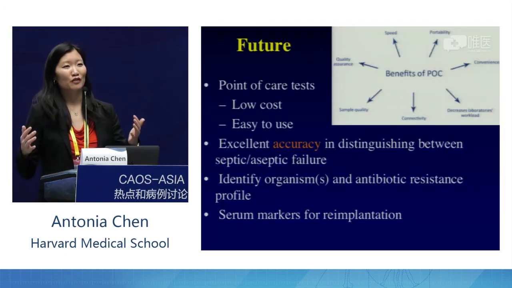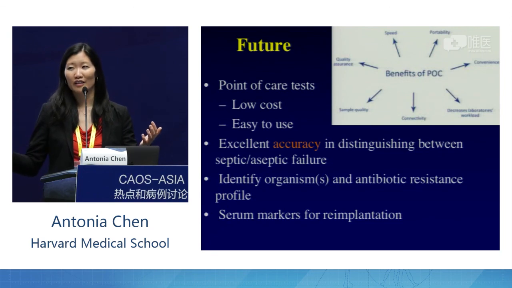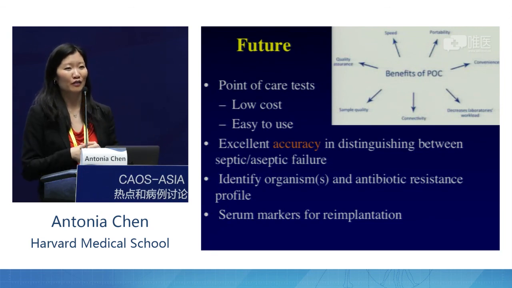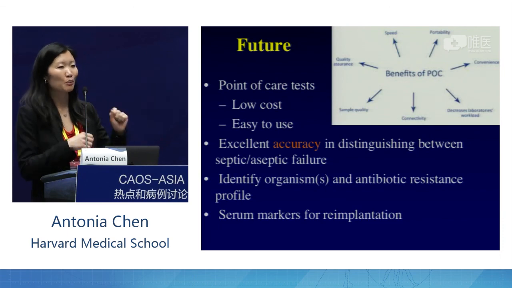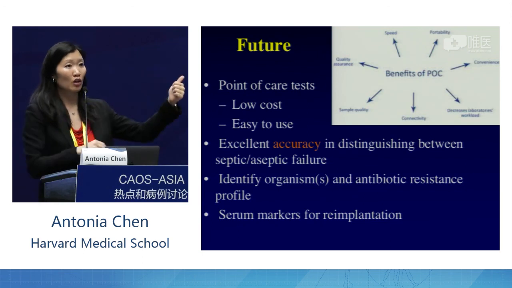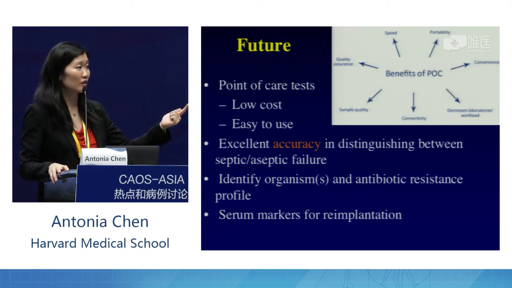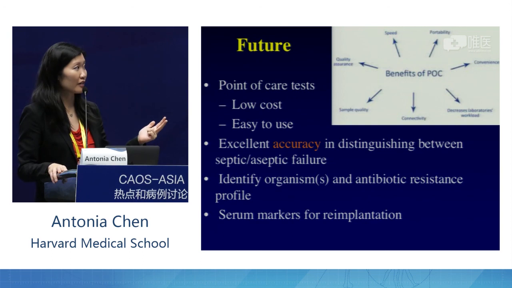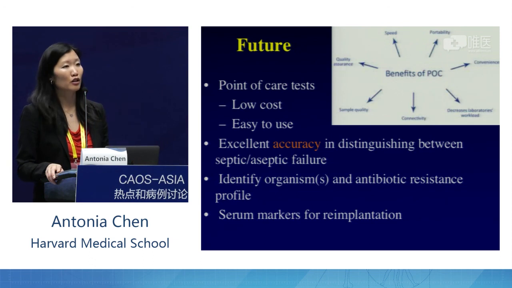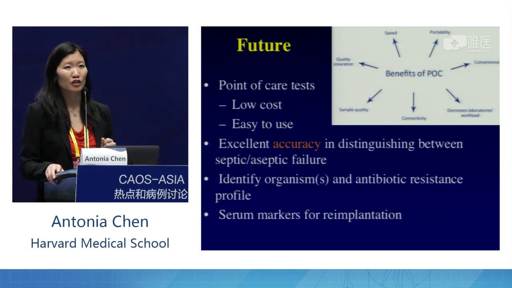So how to diagnose infection? We've covered a bunch of different areas. What I'm telling you in the room is to come up with a new way to diagnose infection. The ideal test is a point of care test, meaning you do it at the bedside. It has to be low cost, has to be easy to use, has to be very accurate, and you want to identify organisms and antibiotic resistance because you need to know what to treat and what to treat it with, so which antibiotic to use. Use serum markers at reimplantation instead of just synovial fluid.